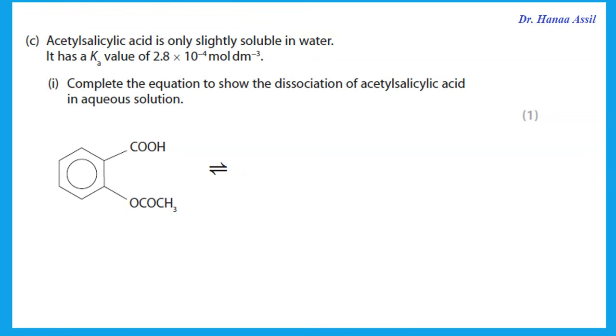Acetylsalicylic acid is only slightly soluble in water. Complete the equation to show the dissociation of acetylsalicylic acid. Of course, this is an acid. It will break up to form COO minus and H plus.